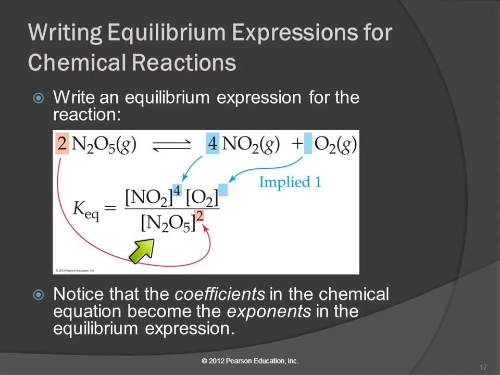And then it's divided by the concentration of the reactant. Here there's only one reactant. 2 of those, so this squared. The coefficients from the equation become the exponents in the equilibrium expression.